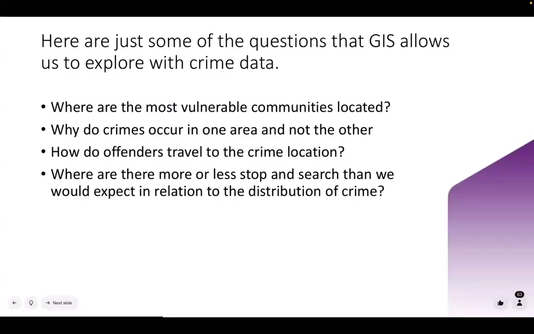You could lastly use GIS to explore where there are more or fewer stop and searches than we would expect in relation to the distribution of crime. By comparing the actual distribution of crime and the level of stop and search, we can start to question the necessity of stop and search. We can question whether it's just a tool of crime reduction or a tool for crime detection. Or, you can start to question the police powers, etc. But this was just a little bit of a theoretical understanding of why GIS is really important for understanding and exploring crime trends.